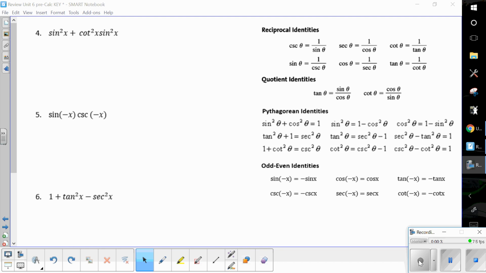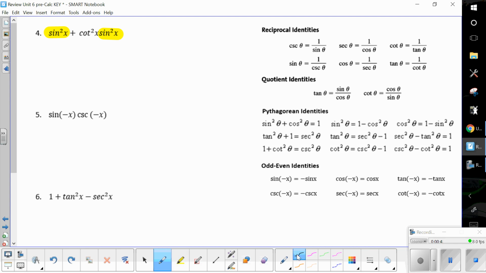All right, now the first thing I would do is I would notice, and there's multiple ways of solving this, but this is what I would do. I would notice on number 4 here they both have a sine squared. So I'm going to take sine squared out of both of those. So I have sine squared x. And if I took a sine squared out of this first term, I'd be left with 1. And if I took a sine squared out of this second term, I'd be left with a positive cotangent squared x.